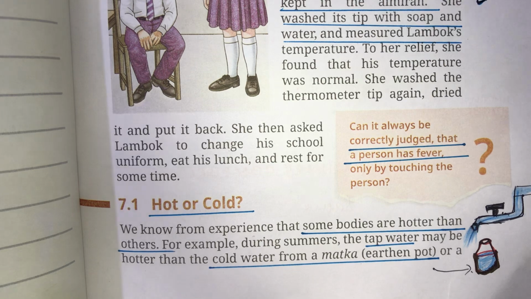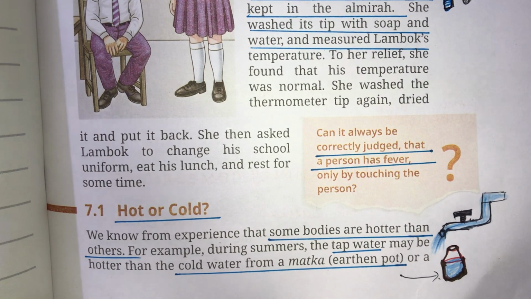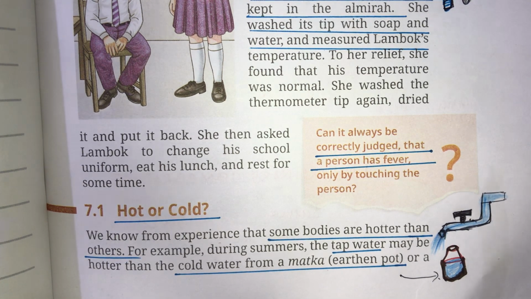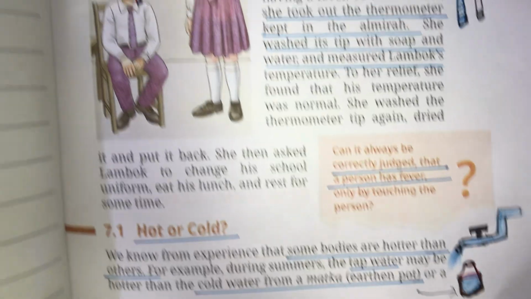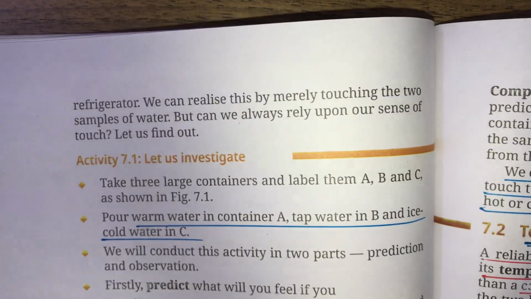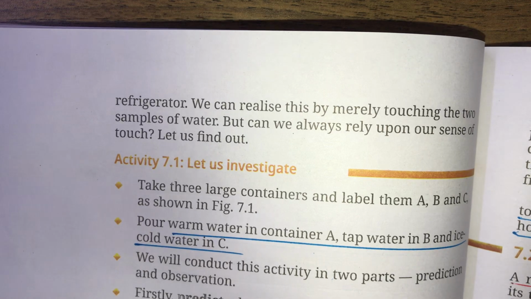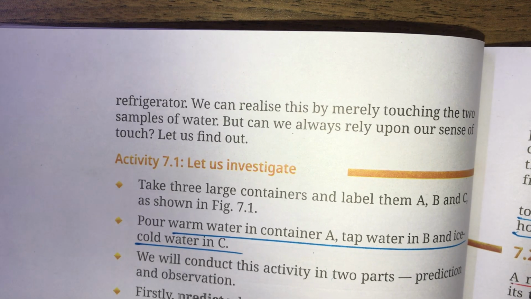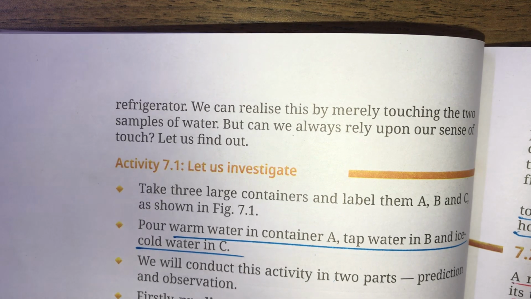Hot or cold, hotness or coldness. In summertime, compare the hotness or coldness of water coming from the tap, from the earthen pot, the matka, and the fridge water. So there is a difference in the temperature of tap water, fridge water, and the matka, earthen pot water. So there is a difference in the temperature of the objects or the body.